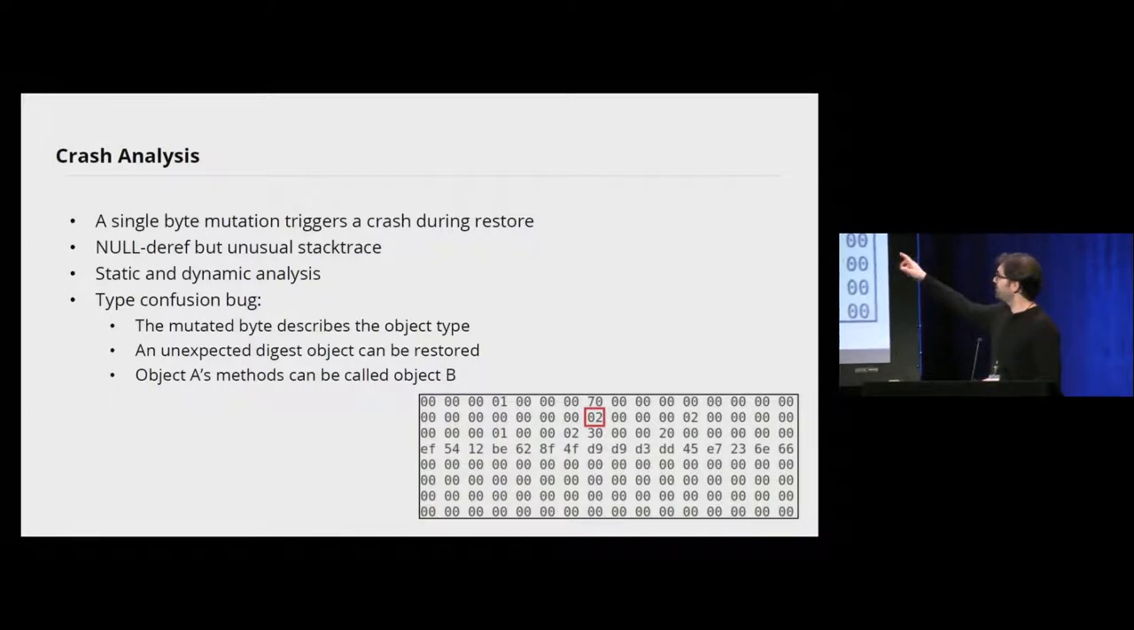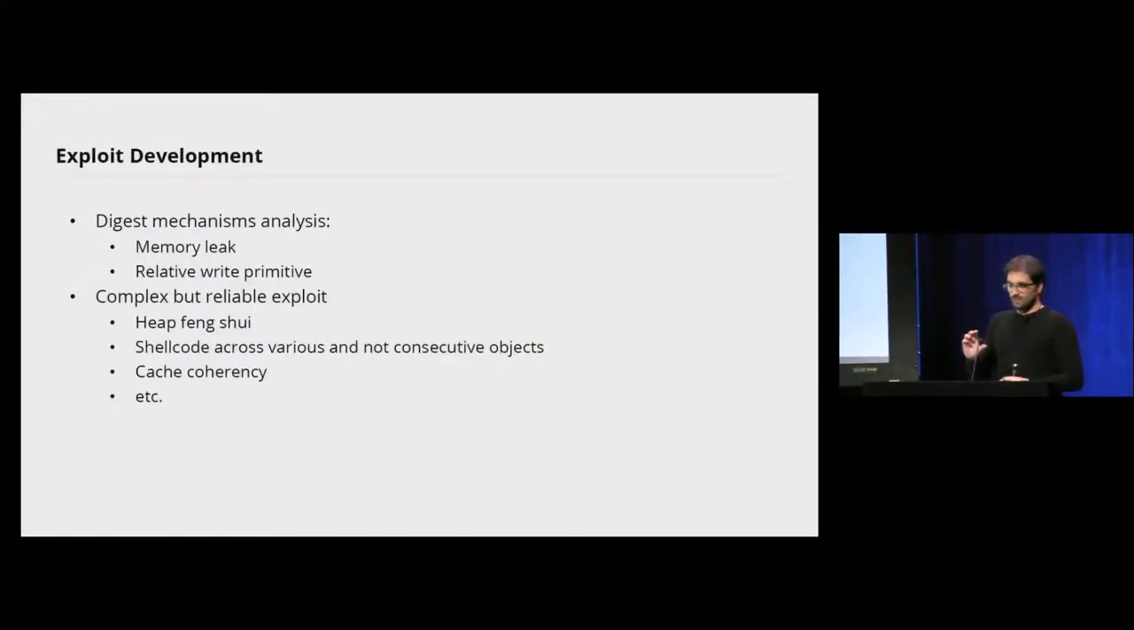So actually, the byte, which is unsecured in red, is a type of the digest you are restoring. And if you change it, you can actually restore a different hash object, the one that was previously saved. That allows you to call different methods on that object and to trigger some bug. From this bug, we managed to get two primitives.